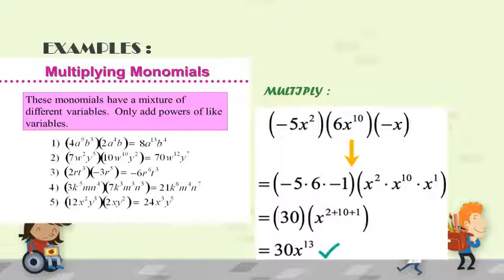The product of negative 5 into positive 6 is negative 30. The negative 30 multiplied with negative 1 gives us 30. X^2 into x^10 into x^1, we apply the product rule of exponents. It is x raised to 2 plus 10 plus 1. That is x raised to 13. So the final answer is 30x^13. Hope that you are clear with the multiplication of monomials.